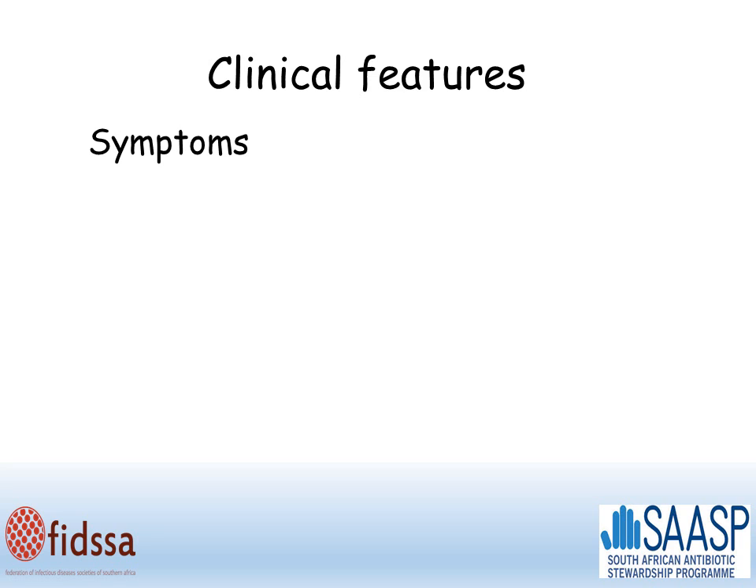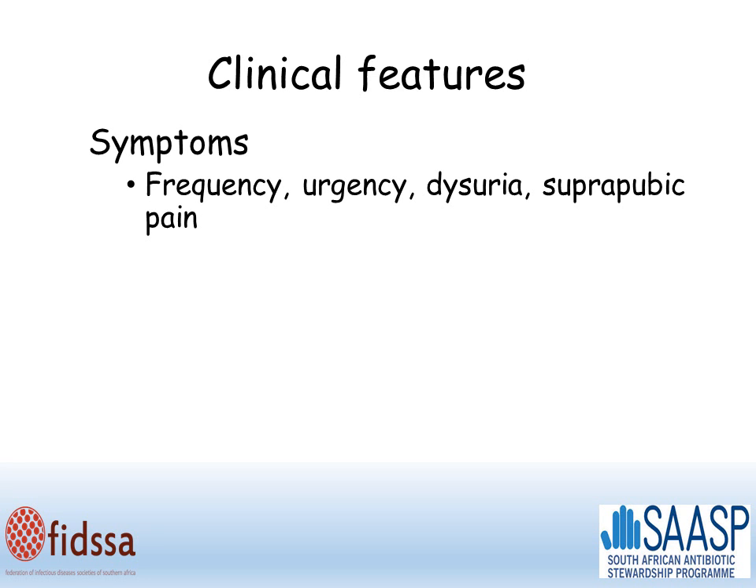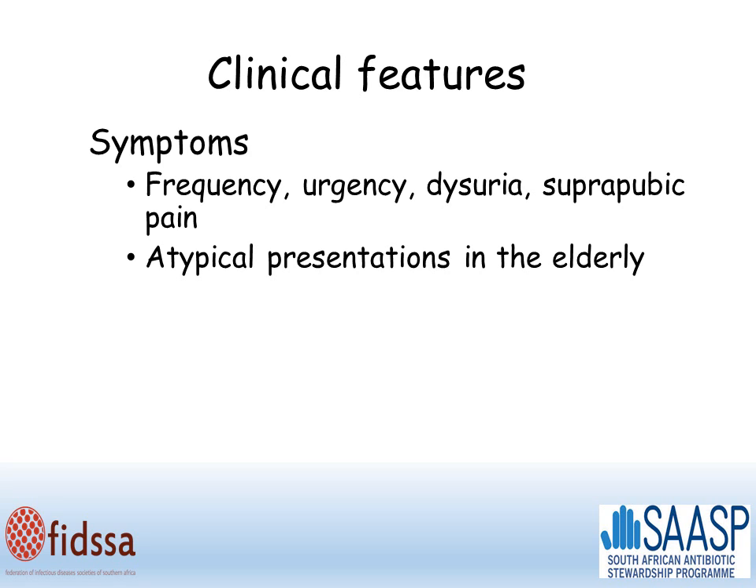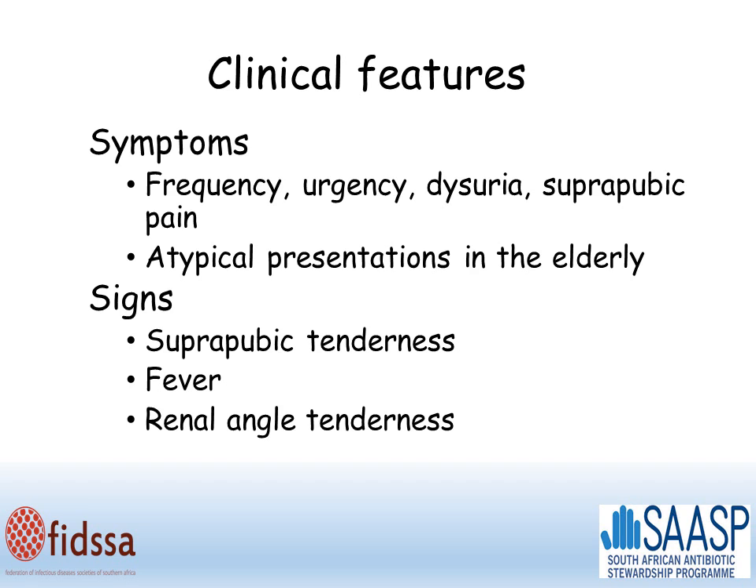Clinical features of UTI. To begin with the symptoms, they are frequency, urgency, dysuria, and suprapubic pain. But notably, there can be atypical presentations, particularly in the elderly, who may not have these symptoms, but may just present with acute confusion, for example. In terms of signs, there may be suprapubic tenderness, there may be fever, and there may be renal angle tenderness, particularly in pyelonephritis.